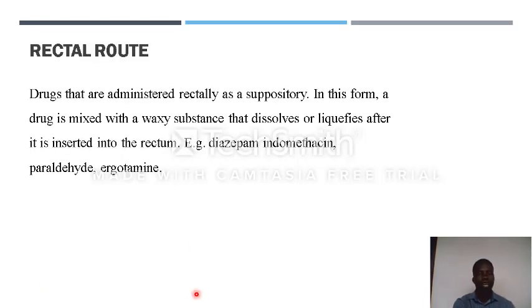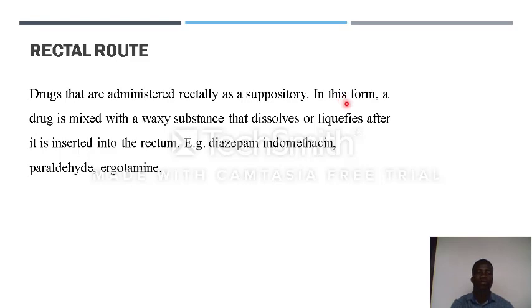The last route I will talk about under the enteral is the rectal route. With the rectal route, drugs are administered rectally as a suppository.